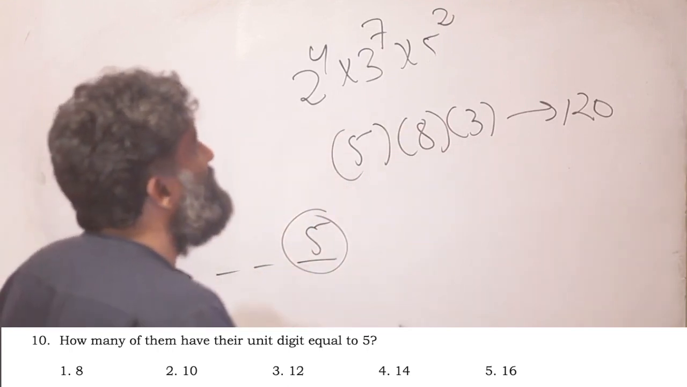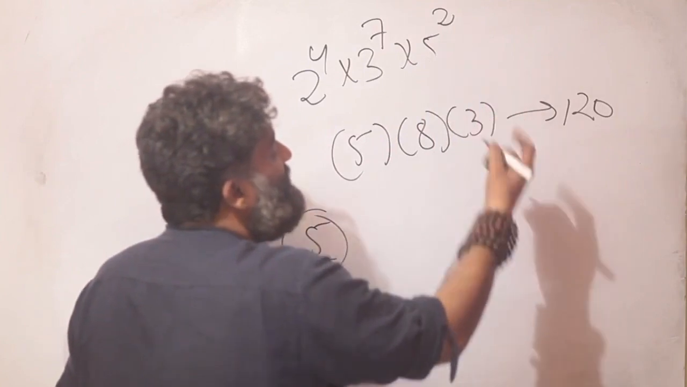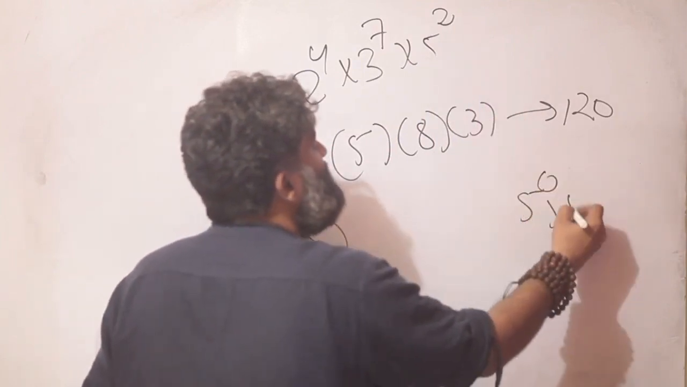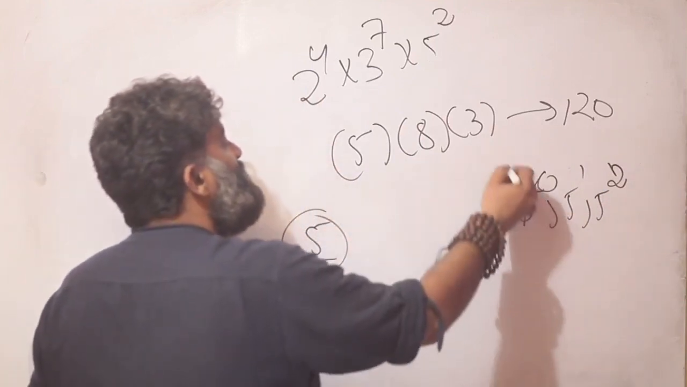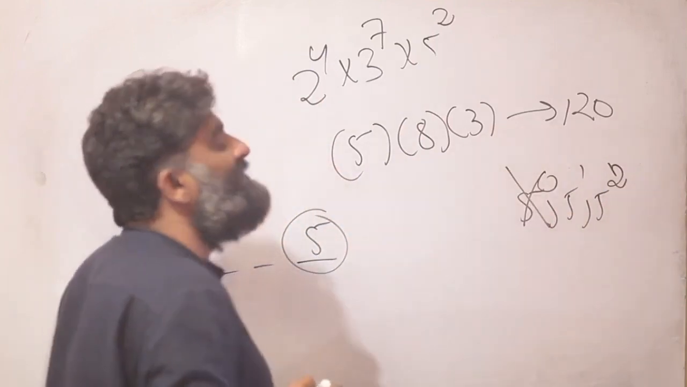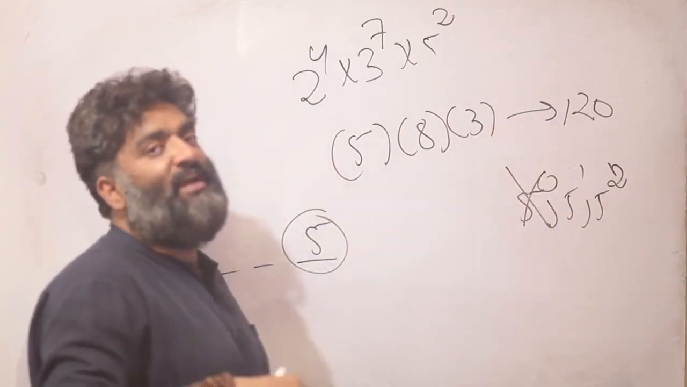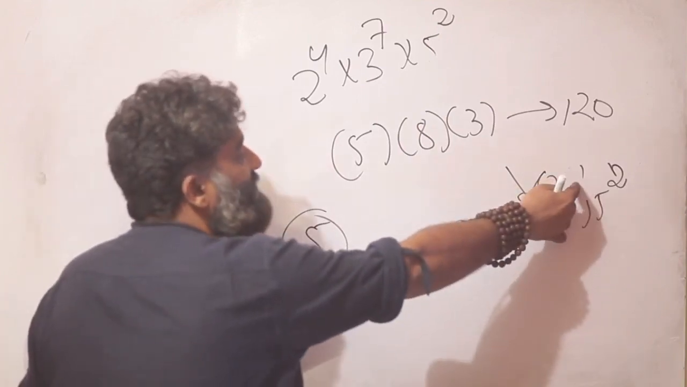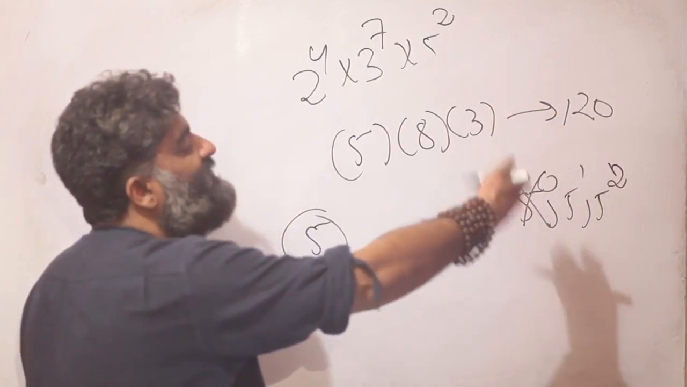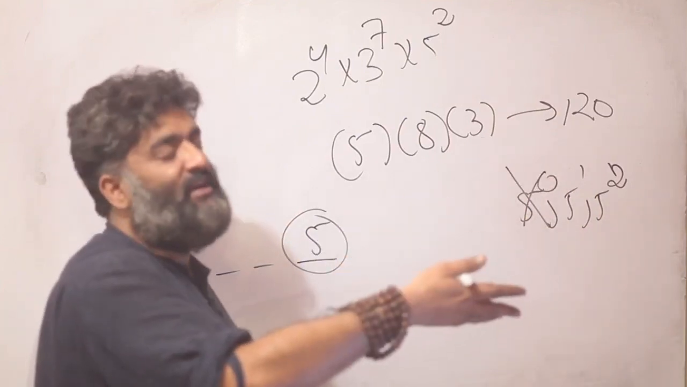What that means is, I must have a 5. That means once I was thinking of 5 raised to 0, 5 raised to 1 and 5 raised to 2. This time 5 raised to 0, obviously I cannot use, because if I want 5 in the last digit, I must at least have 1 5, or even 2 5s is okay. 5 square also gives you 25 in the end.